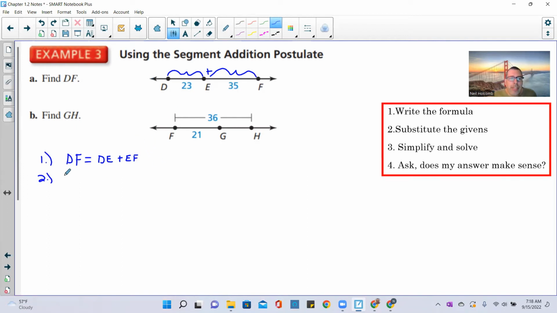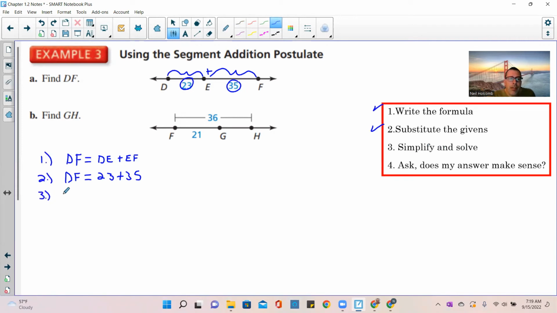Then I substitute my givens. Well, I don't know what DF is, so that's staying DF. And then I look at DE, and it is 23. And then I hit plus, and then EF is 35. So I substituted in my givens. That's step 2. So I wrote the formula, I substituted my givens. Now I want to simplify and solve. That's where I am now.